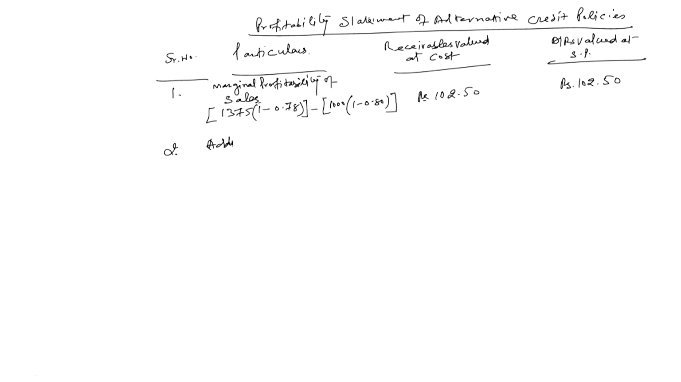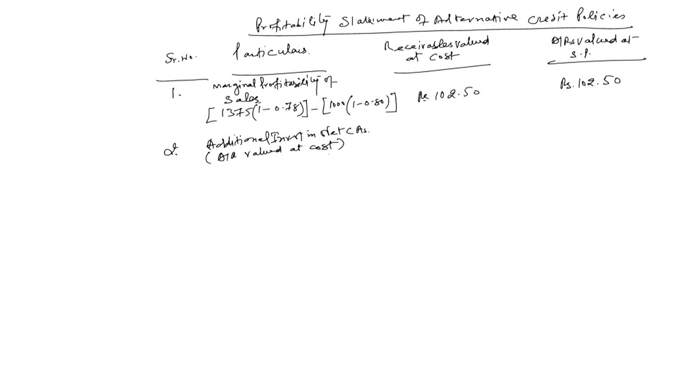How much investment is required to be made? So, additional investment in net current assets including receivables. Additional investment in net current assets, accounts receivables valued at cost.